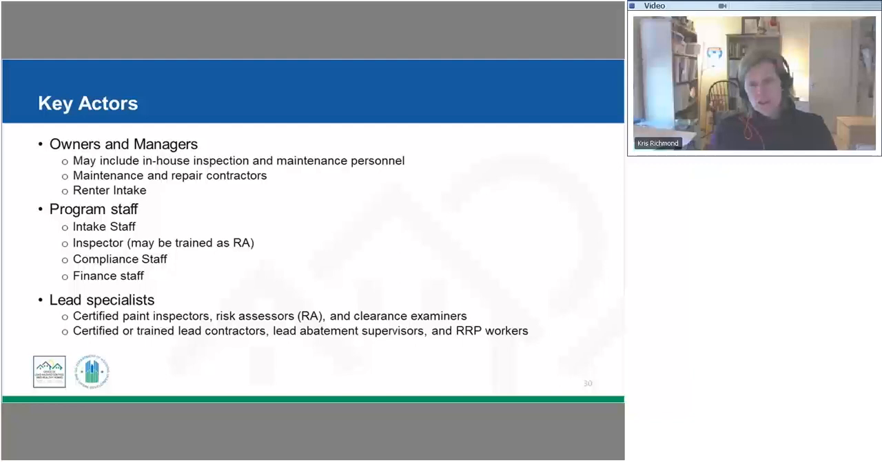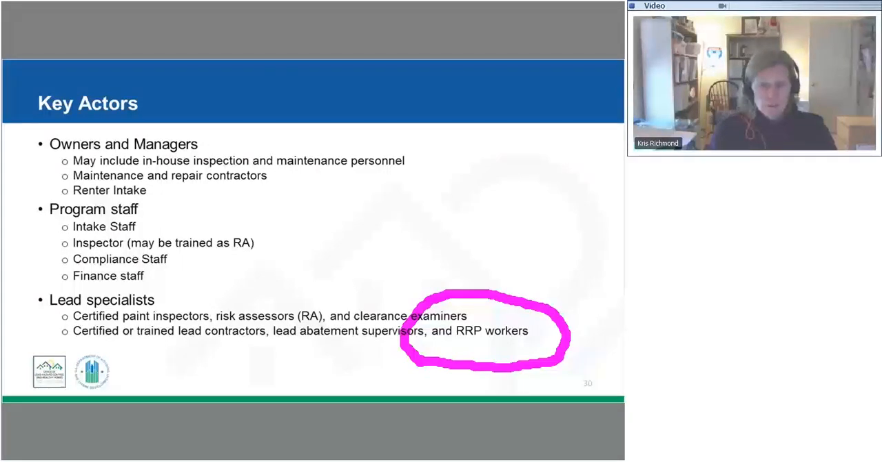In addition to our program staff, there may be times where we need to hire lead specialists. For paint stabilization, we would need to hire RRP workers. We'd want to make sure that they are trained through the EPA training and that they have the proper certification and credentials to show the owner who's hiring them to do that work.